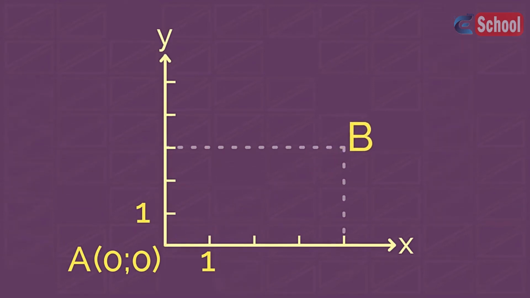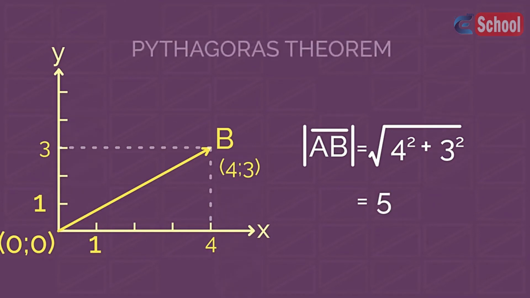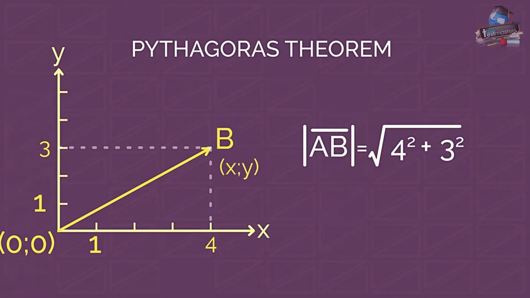Assume that B has the coordinates 4, 3. Then AB equals the square root of the sum of 4 squared and 3 squared, which equals 5. And that we know because of the Pythagoras theorem. Generally speaking, if vector AB has coordinates x, y, then its magnitude can be found using this formula.